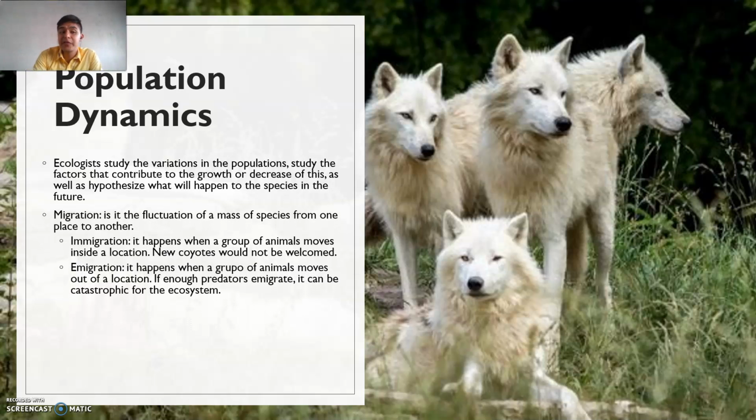Because of that, migration is generated, which is the movement of a mass of species from one place to another. We have immigration and we have emigration. Immigration happens when a group of animals moves into a location. For example, new coyotes would not be welcomed. Let's suppose that we are talking about something close, San Isidro. Probably you know it from here, from Quetzaltenango.